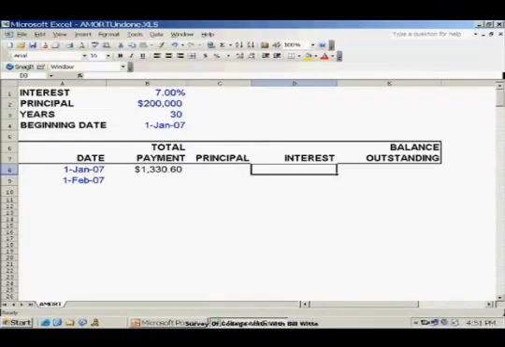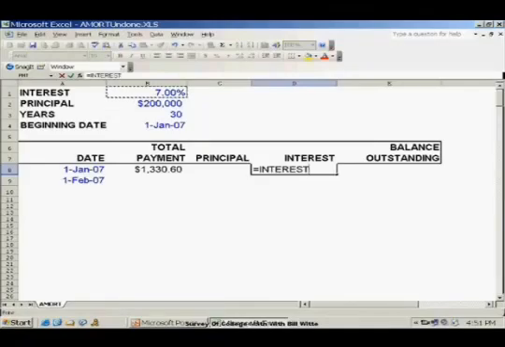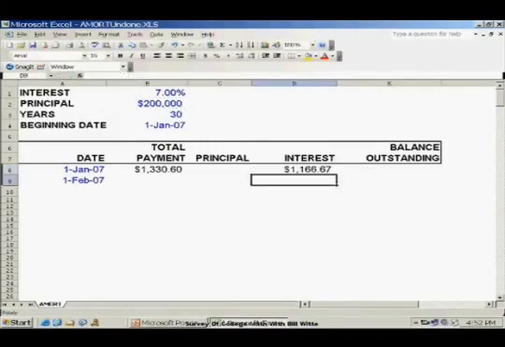So let's calculate the interest that we're going to owe just this month. Well, it equals 7%. Well, that's not exactly true. 7% is what you owe per year. We only owe 1/12 of that for this month. So 1/12 of the interest rate, which is 7%, times that $200,000 principal. If I hit enter, it'll calculate, and I'll find out a very ugly fact: of my $1,330.60, close to $1,200 is going against interest.